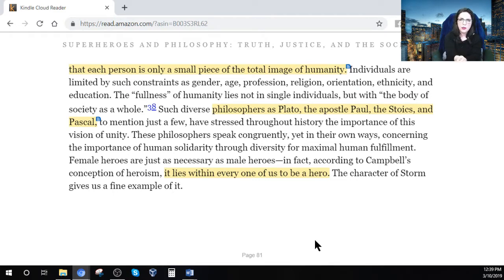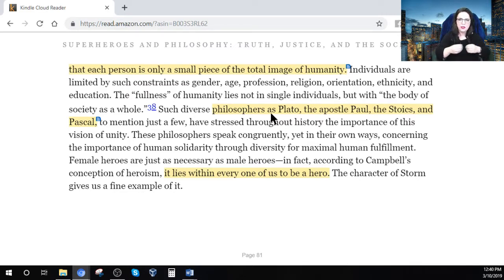So if she's arguing that this is only one person, only one small piece, not a total image of humanity, then we also need to keep that in mind. And in order to do this, she reminds us to consider gender, age, profession, religion, orientation. She also reminds us to keep in mind the great diversity that we've seen throughout history, such as Plato, the Apostle Paul, the Stoics, and Pascal.